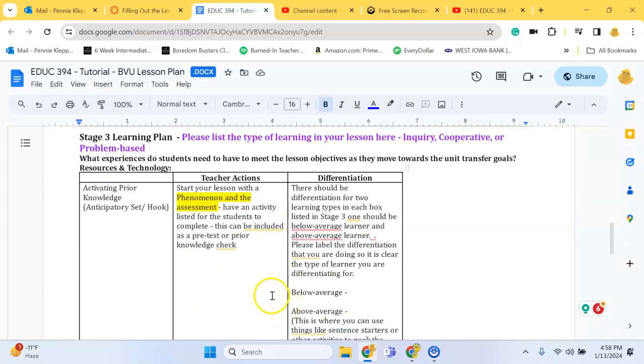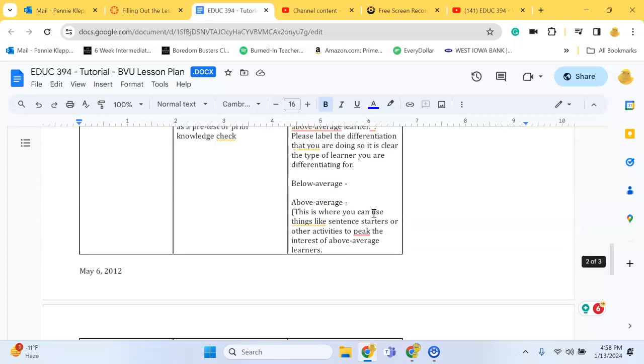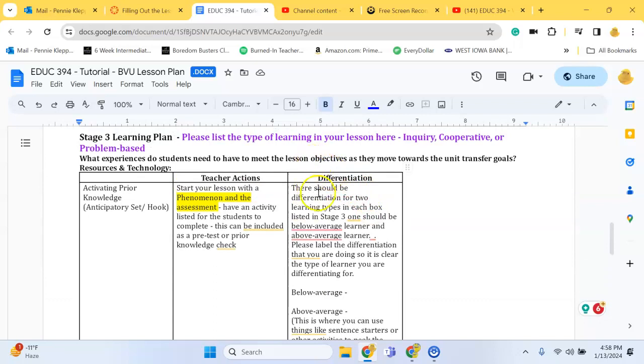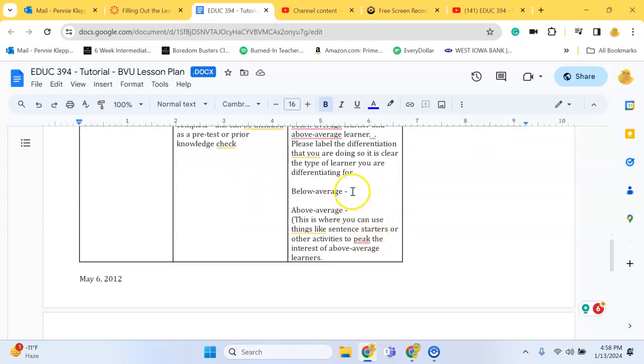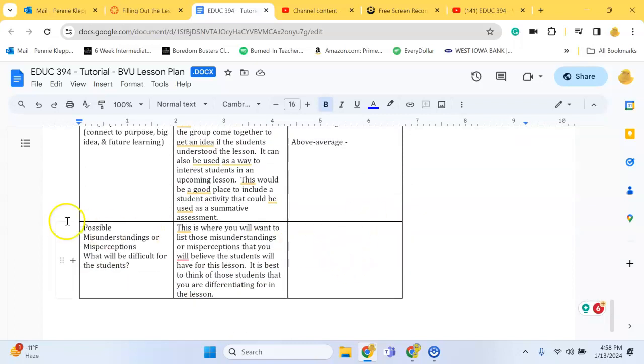And please remember when starting the lesson, you always want to start with the phenomenon. The portion that doesn't go in the box is right here: the type. When we discuss what type of lesson you are going to be doing, is it an inquiry-based, a cooperative-based, or a problem-based lesson? So this is the lesson plan tutorial. And please, when you're discussing your differentiation, make sure to label it below and above average in each section. And the last section, the possible misunderstandings, does not need to have differentiation there.